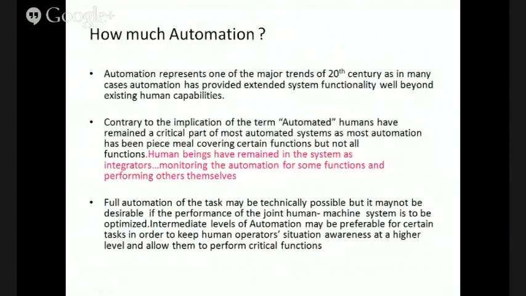Contrary to the application of the term automated, humans have remained a critical part of most automated systems, as most automation has been piecemeal, covering certain functions but not all the functions. Human beings have remained in the system as integrators, monitoring the automation for some functions and performing others themselves.